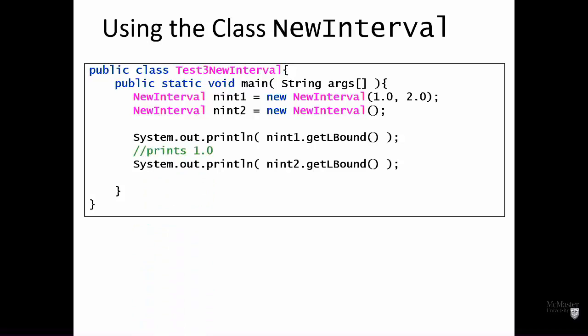Good. So now, to check which one has been called, we are printing the L bound for both objects. For the first one, using our get L bound method, we get 1 because we initialized L bound to 1. But you can imagine that for the second one, we get 0, right? Good.